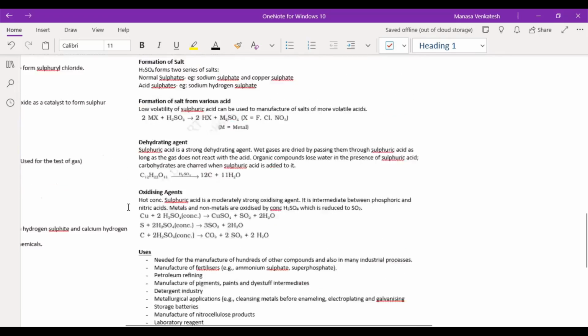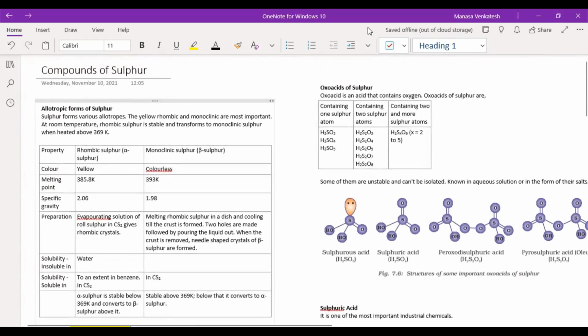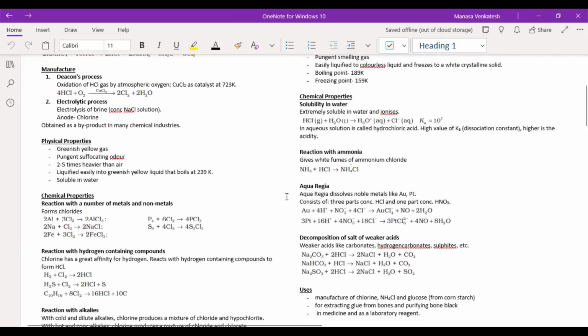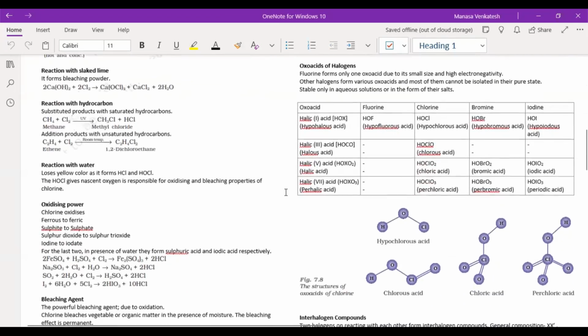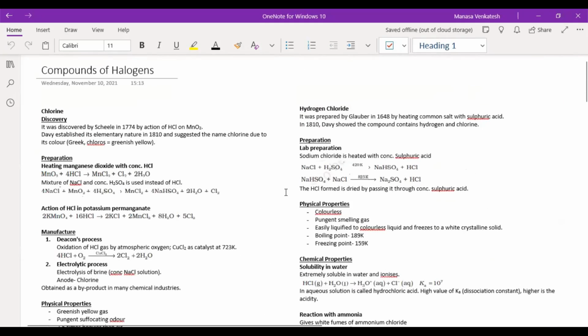So with that, we're done with the various compounds as well as the allotropes of sulfur. This is the last topic, I swear: compounds of halogens. First we'll be learning about chlorine and hydrogen chloride, and then we'll be talking a little bit about the oxoacids of halogens as well as the interhalogen compounds. Let's quickly start with chlorine.